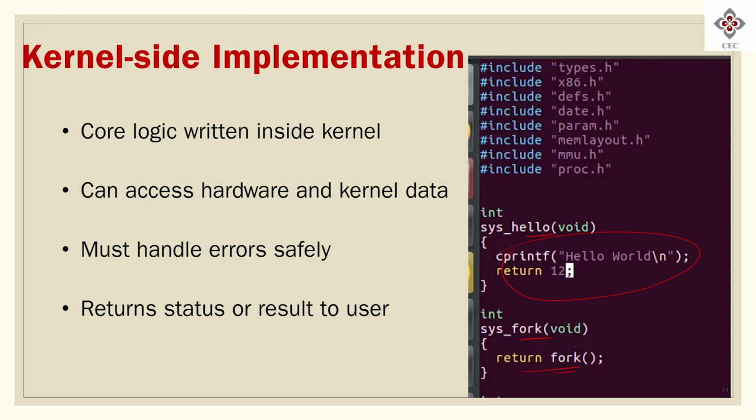This is the actual core logic written inside the kernel. It can access the hardware and kernel data to give the results. This must be handled without any error, and the result is returned to the user. This is an example of creating two system calls, sys/hello and sys/fork. If you append this, you have to rebuild and execute. Suppose you want to add another system call, then again you can open this, update it, rebuild, and then compile and execute.